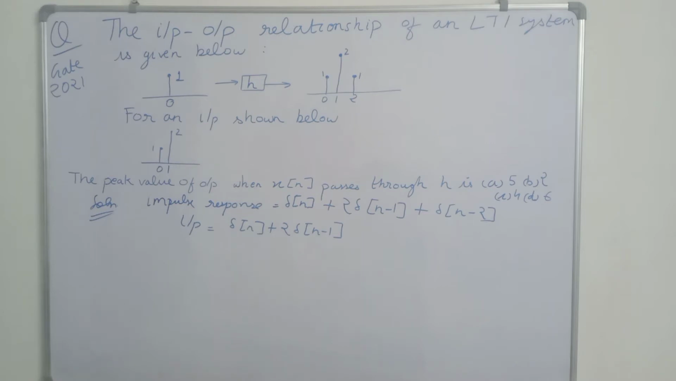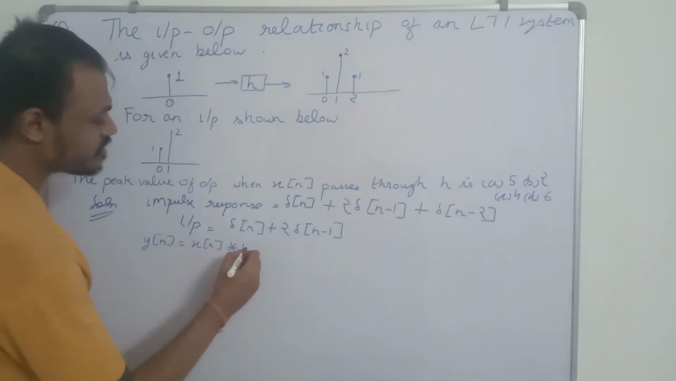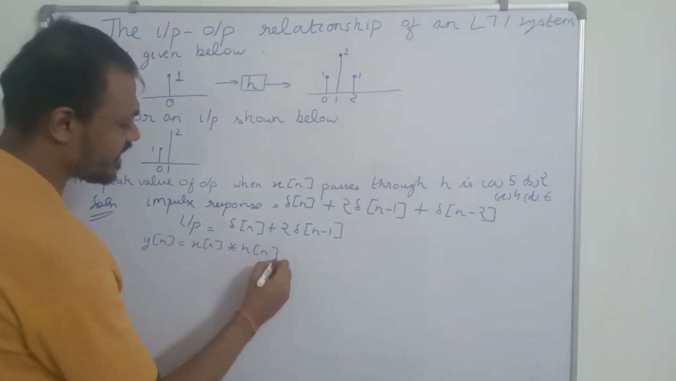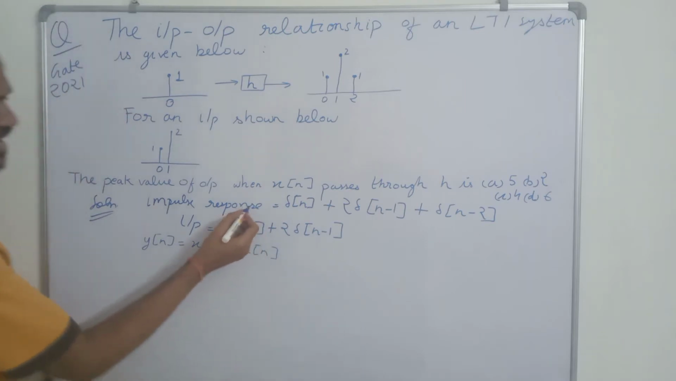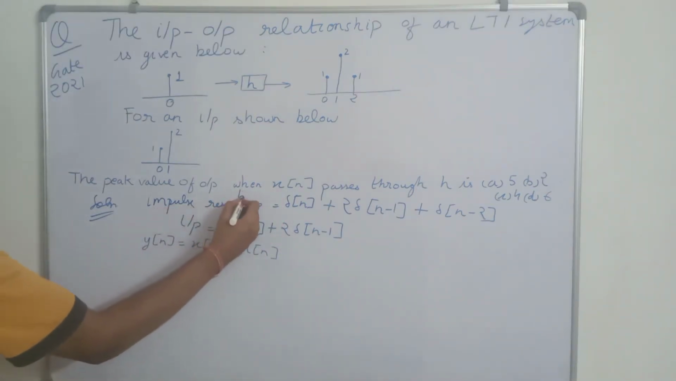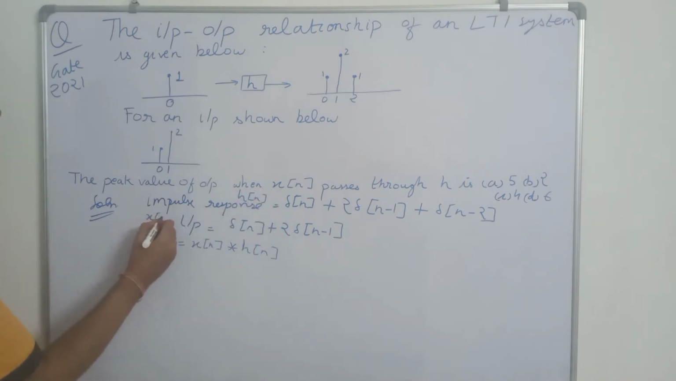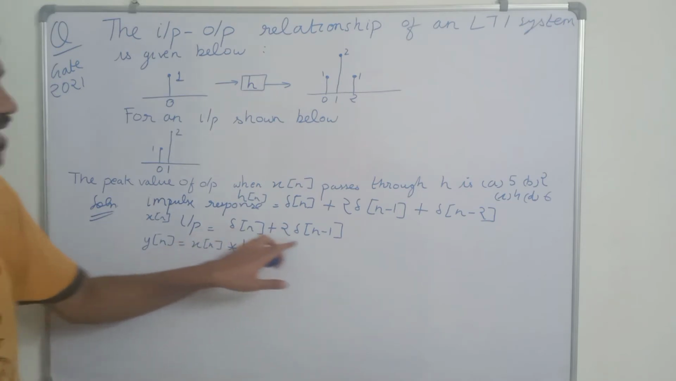To find the output we have two methods. First of all we can use the convolution. So y of n will be equal to x of n convolution with h of n. This is h of n, the impulse response, and the input x of n is this. So we have to convolve these two signals.